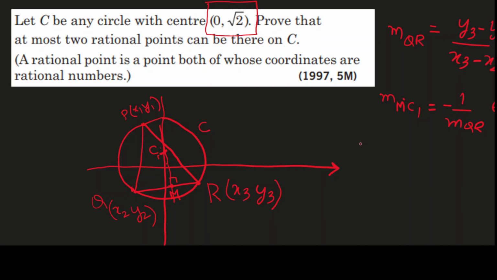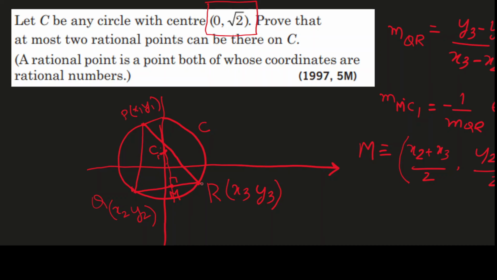Now, what is the point M? Point M is the midpoint, ((x2 plus x3) by 2, (y2 plus y3) by 2). So M is also rational because x2, x3, y2, y3 are again rational. So the slope of MC1 is rational, and the point M is rational.